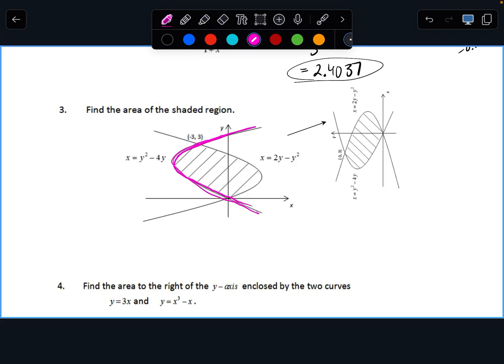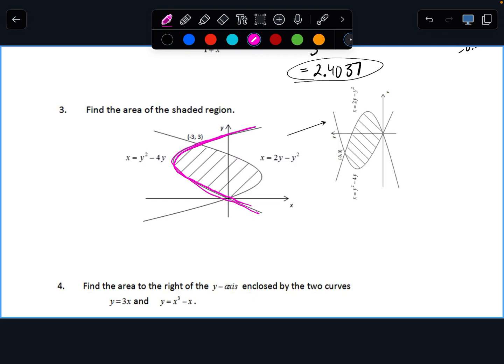Like, first of all, it's above itself. If you're going left to right, it's like above itself. And then this one, which one's above? You know, they're kind of just crossing each other, right? Another hint for this one is look at the equations they give you, right?